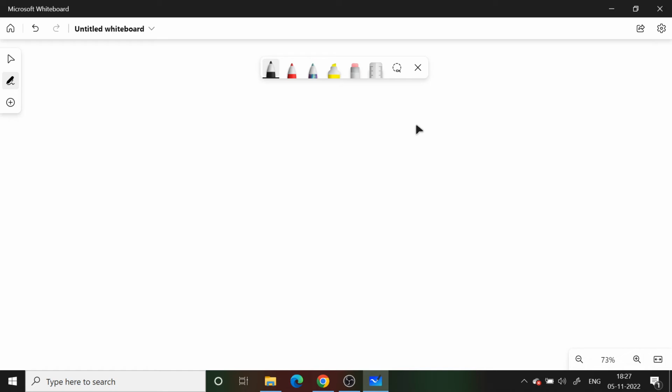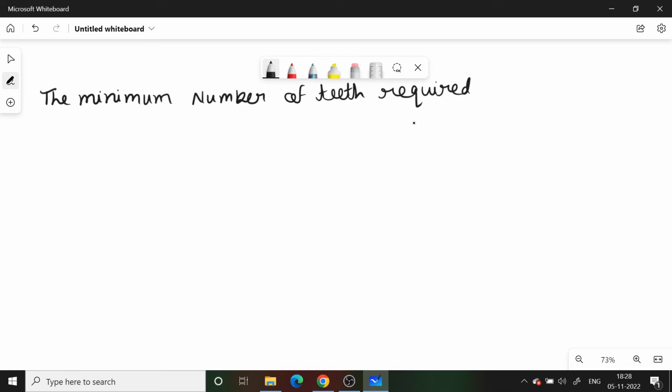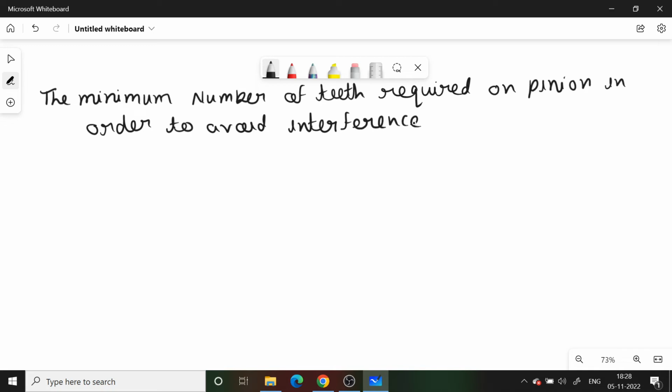Now the next topic is the minimum number of teeth required on pinion in order to avoid interference.